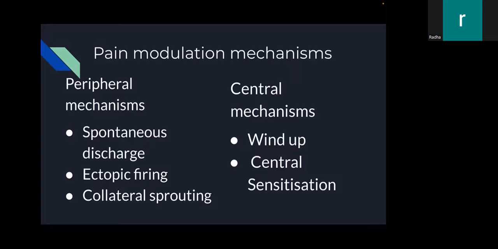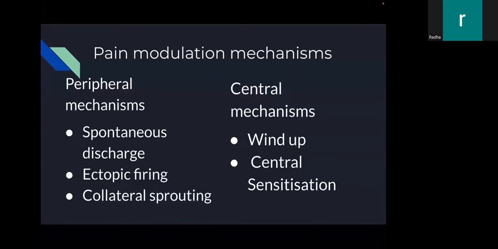Next, coming to the central mechanism. In the central nervous system itself, in the dorsal horn and certain other places, some changes can happen. They are called wind up or central sensitization. The mechanism of both is the same: amplification. What is the verbatim meaning of amplification? It enhances or makes something small into big. That same amplification is what happens in wind up. When they say wind up, it is a short lasting phenomenon.